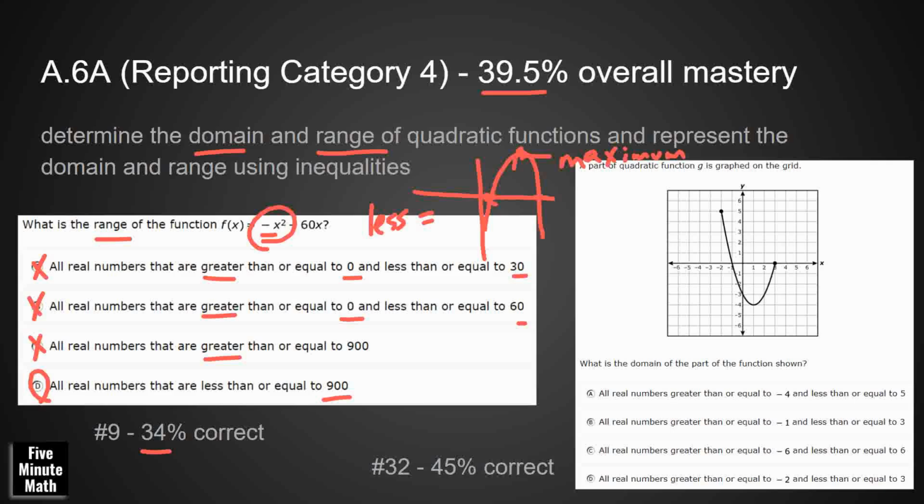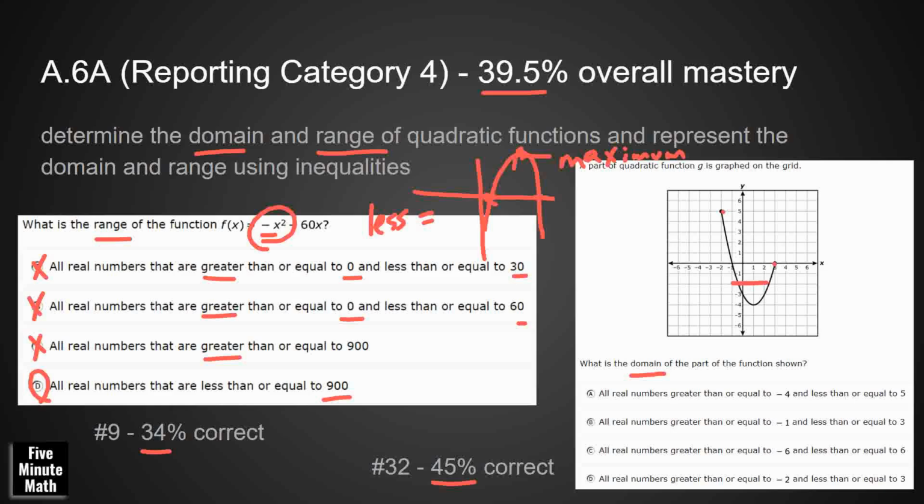We did a little bit better on number 32, but still 45% is not where we need it to be. And so we've got part of a quadratic function graphed. This one is asking for the domain, whereas the other one is asking for the range. And this is a little bit more standard. So you get part of a function right here, and then you're going to get the domain and the range listed, and you've got to figure out which one it is.